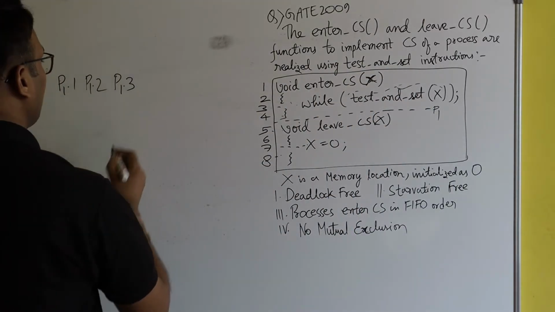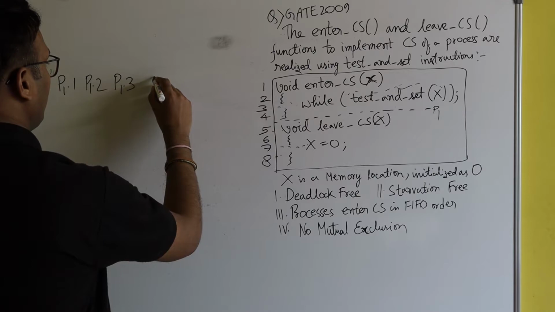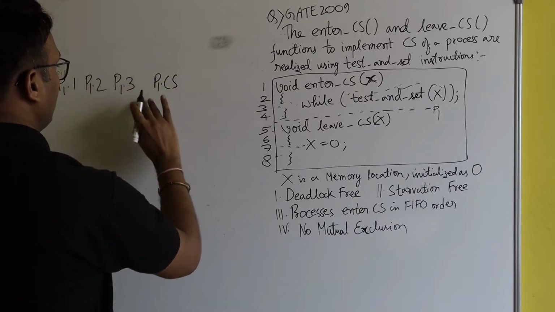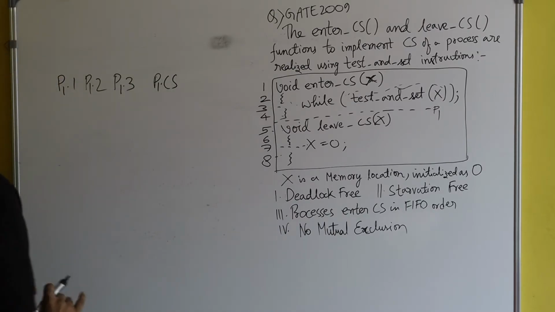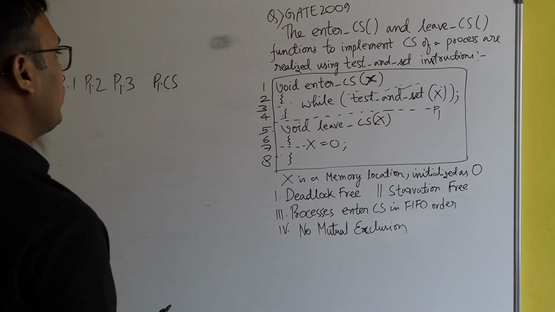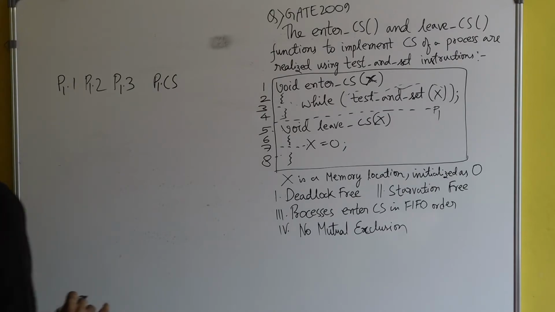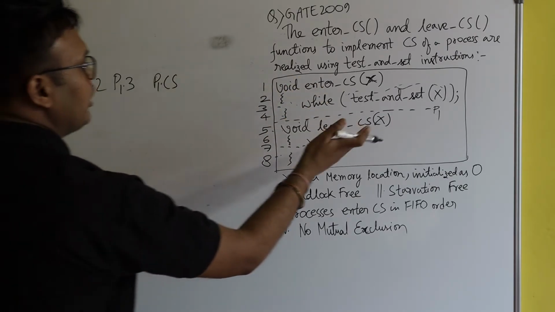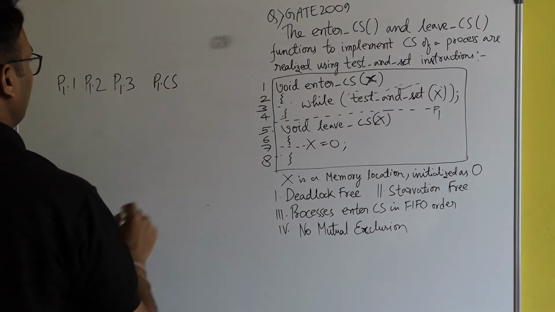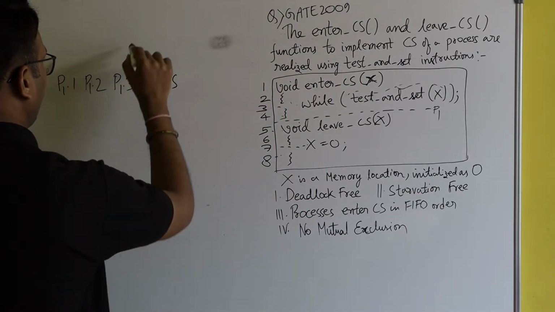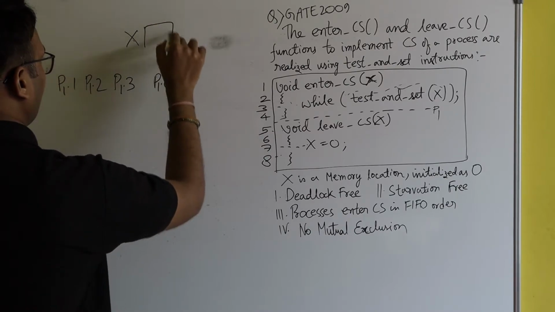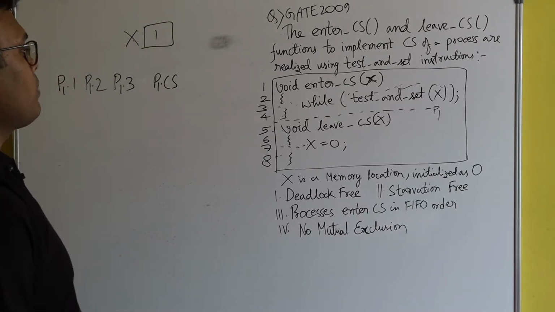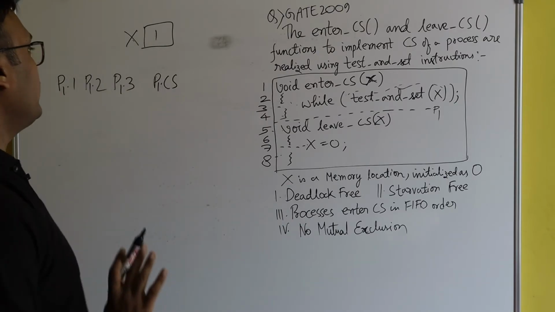So after this, what will happen? P1 will enter inside the critical section. It means P1 has entered inside the critical section. And also one thing that has happened is that after entering into the critical section, the value of x is made as 1. Now the value of x is made as 1. Fine. Okay. So now P1 is inside the critical section.